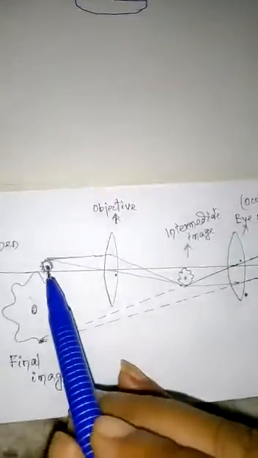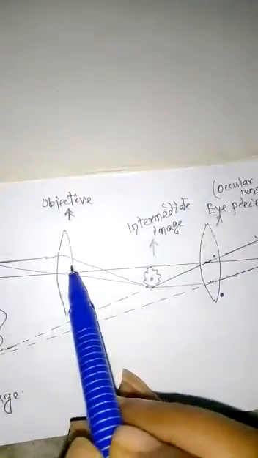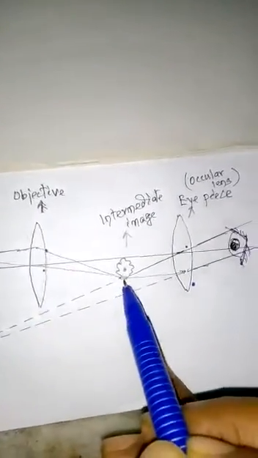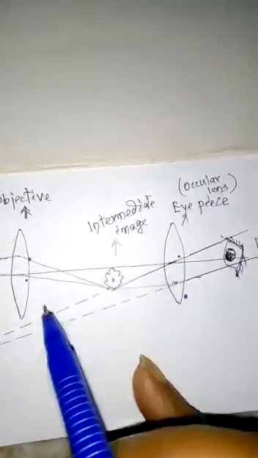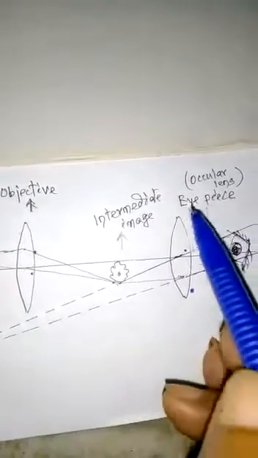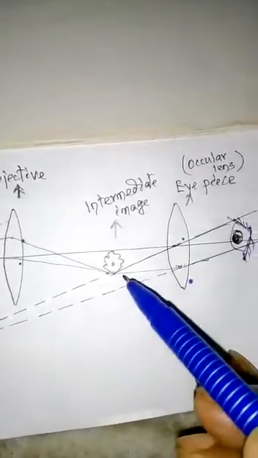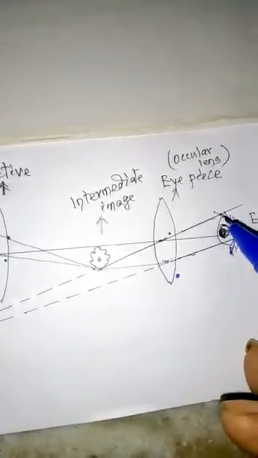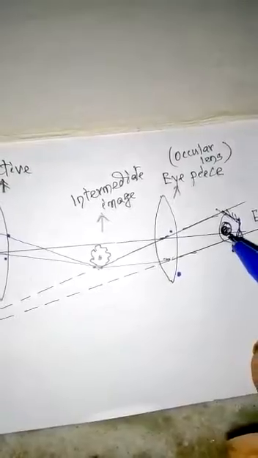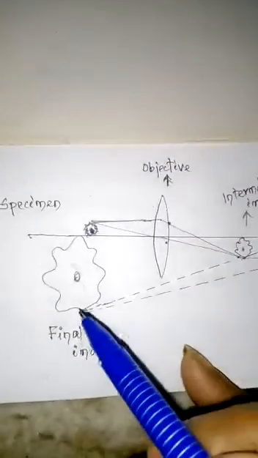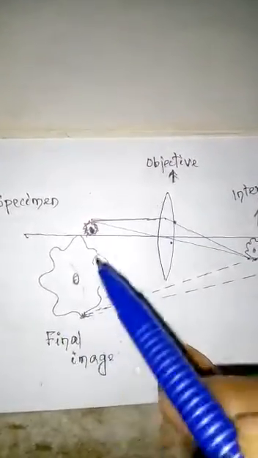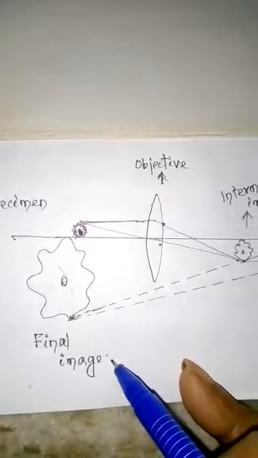So light beams coming from the object pass through the objective, then form an intermediate image in between the objective lens and the ocular eyepiece lens. Then it enters through the ocular eyepiece into the eye and forms an inverted image of large size, that is the final image. This type of image formation takes place in a compound microscope.